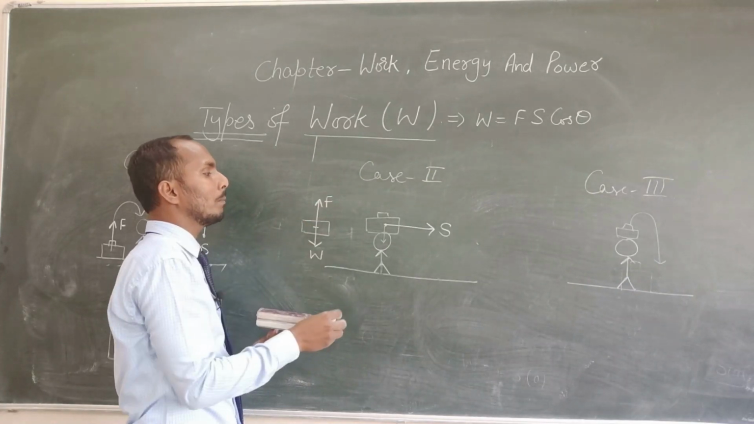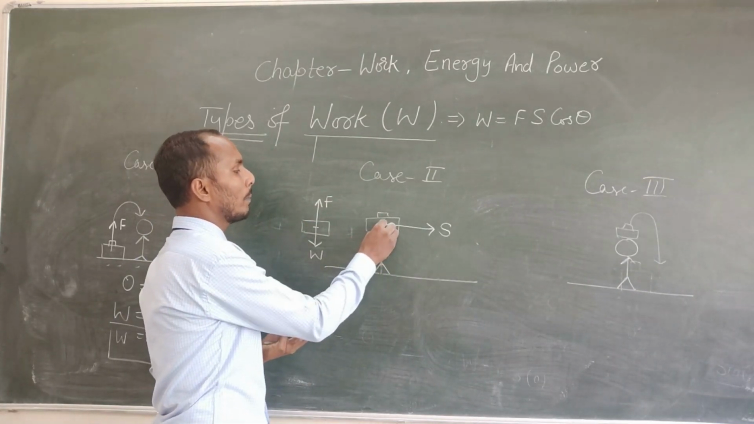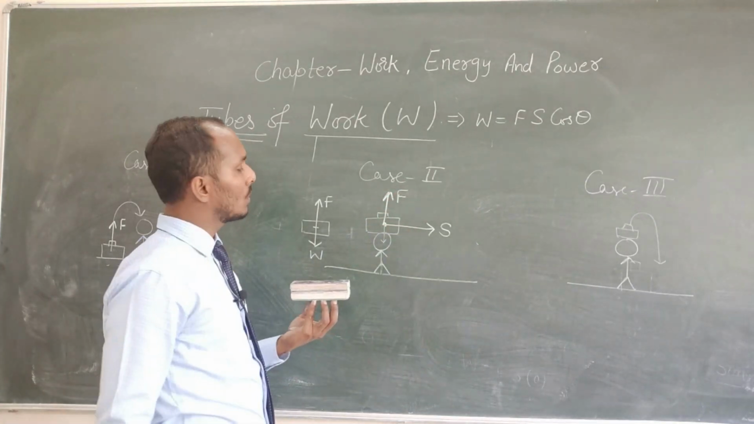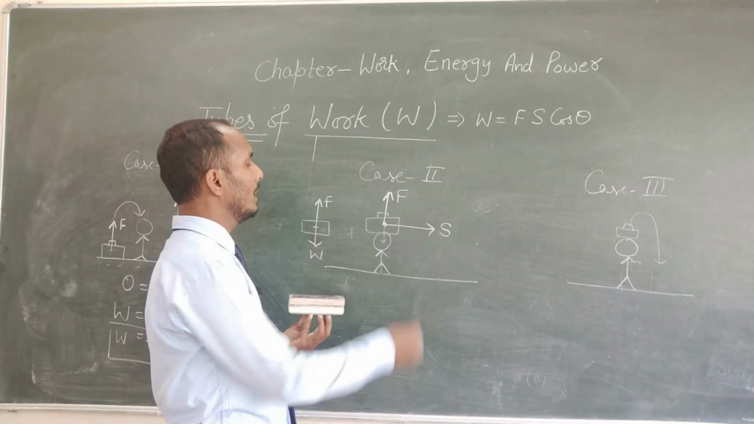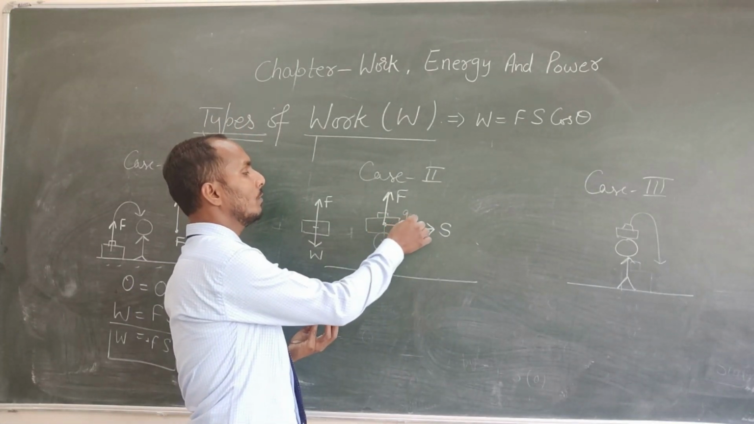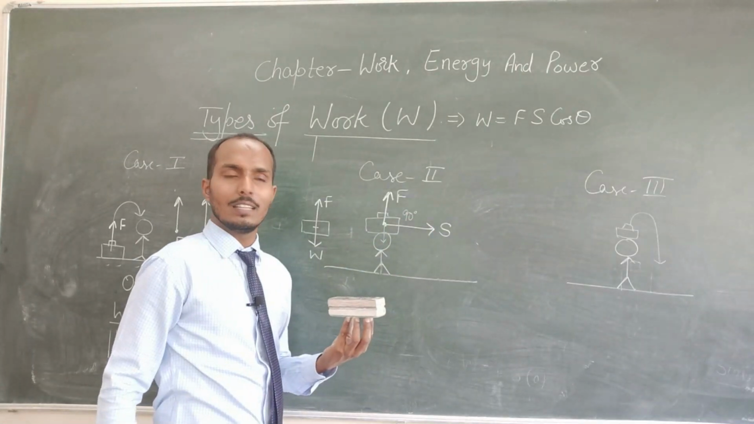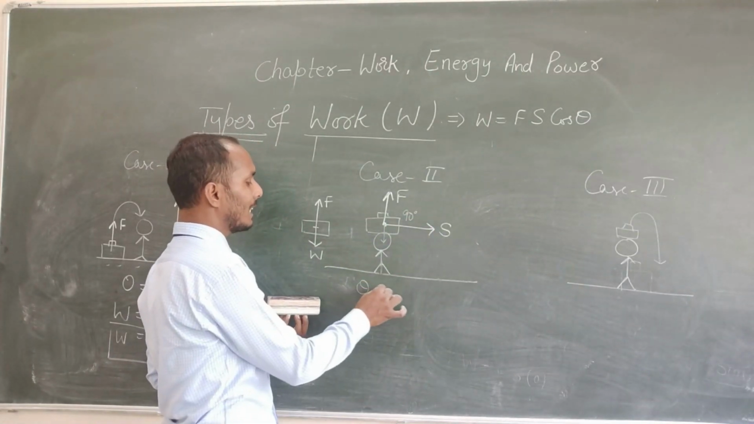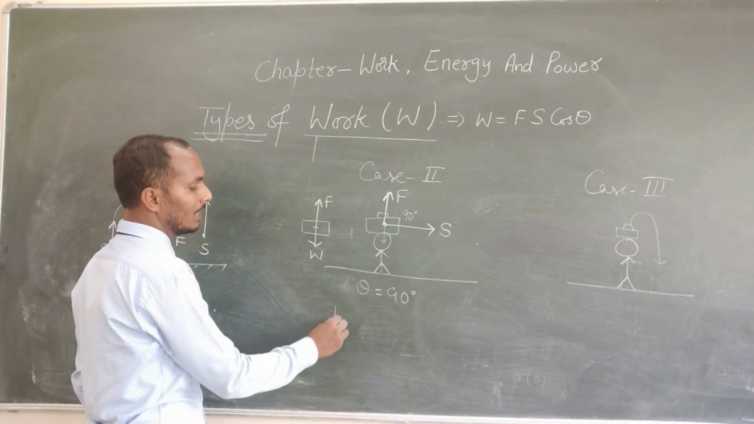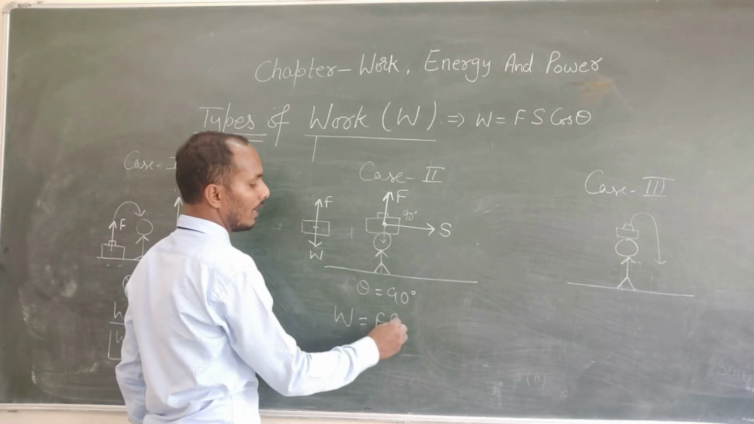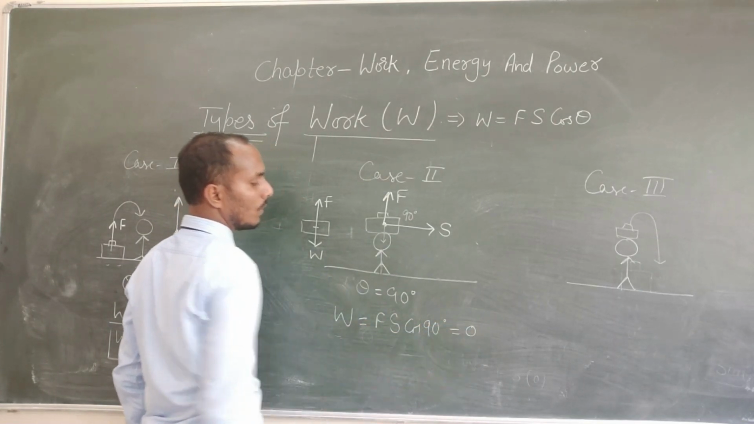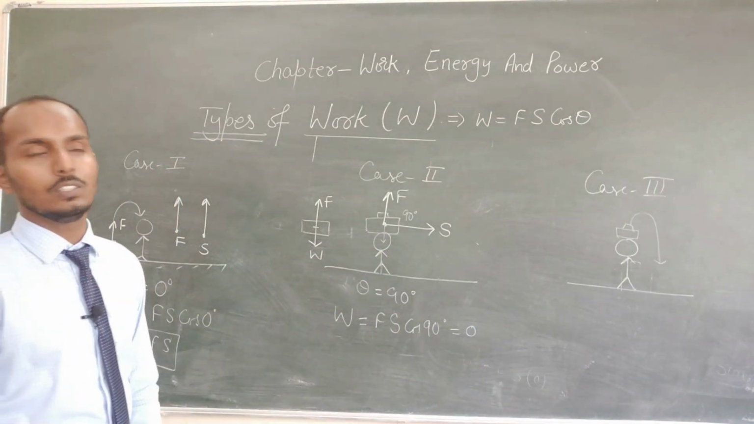It means the porter applies a force on the luggage which is opposite to the weight of the body. So the angle between force and displacement is 90 degrees. We know that if the angle is 90 degrees, then work is Fs cos 90 degrees, which is 0. It means this is an example of zero work.